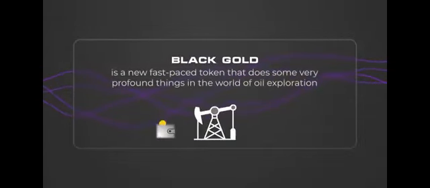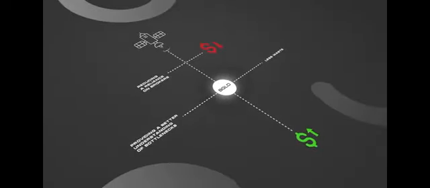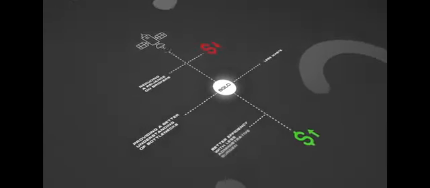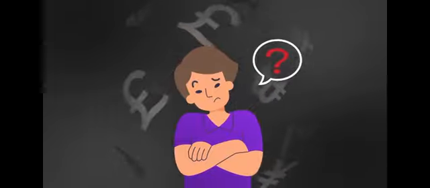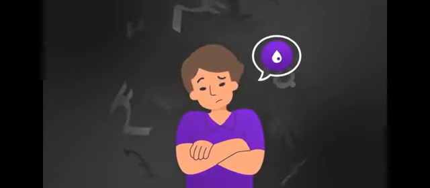Black Gold is a new, fast-paced token that does some very profound things in the world of oil exploration. The BGLD blockchain provides the following benefits: proprietary satellite scanning technology, reducing exploration costs, reducing a reliance on brokers, less waste, providing a better understanding of bottlenecks, creating value earlier in the process, better efficiency with less administrative burden, and the ability to attract new liquidity. The crypto sphere is sometimes confusing and volatile, but not with us.